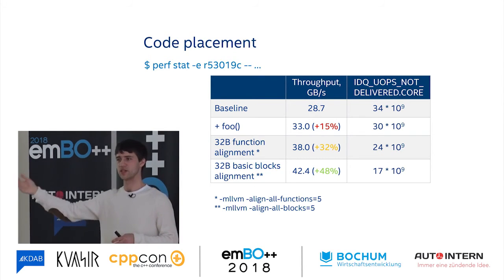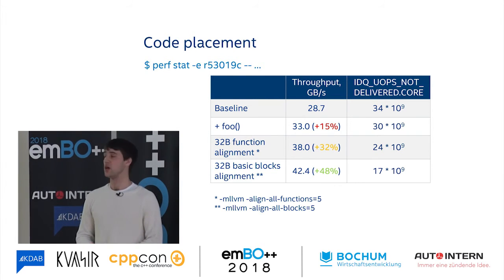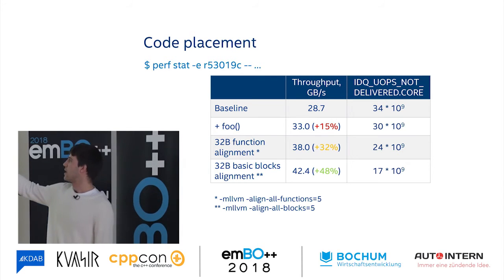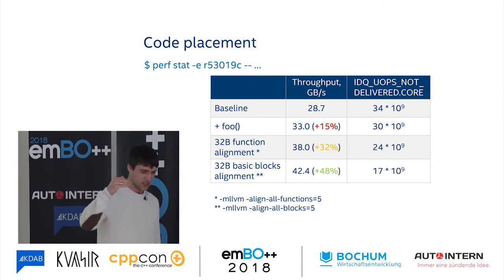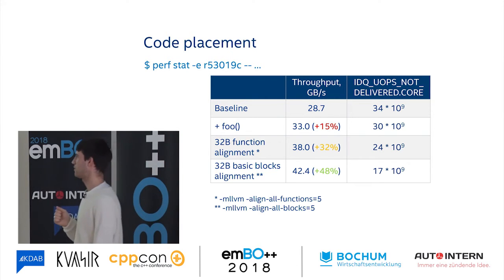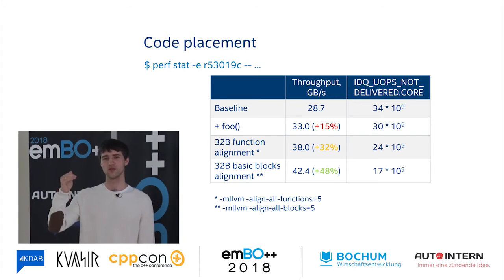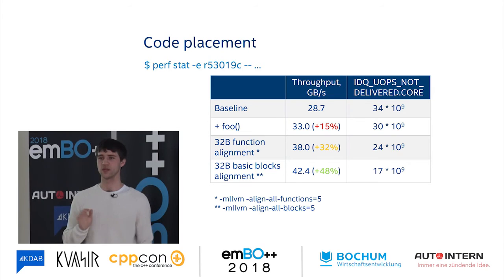The same applies to, for example, what do I mean by the function is aligned at a 32 bytes boundary? If I take the address of the beginning of the function and take the modulo of my address with 32, if it is 0, it's aligned at a 32 bytes boundary. Make sense?